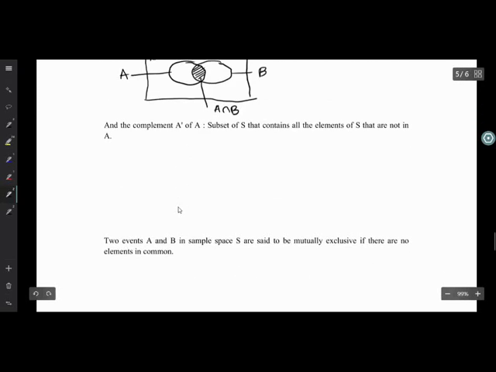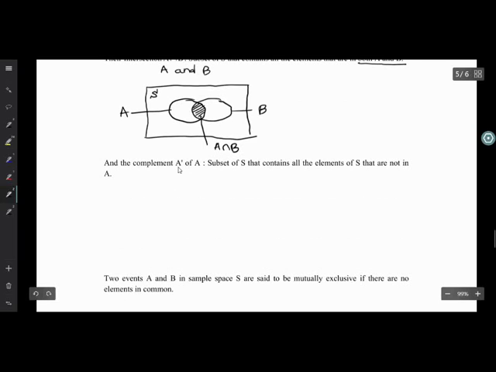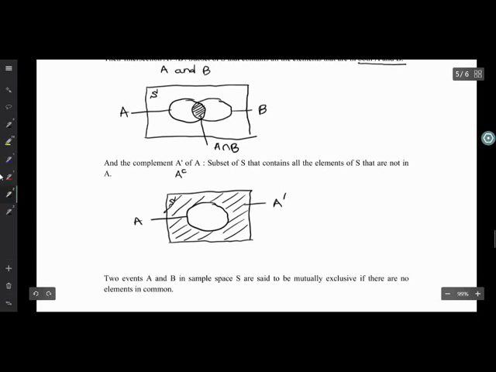Then the complement of A, which we denote as A complement or A prime. So another notation is A complement. That is the subset of S that contains all the elements of S that are not in A. Or we sometimes call it not A. So here's the sample space and we have our event A. Then A's complement, or not A, is the area which is outside A. So this is A's complement.